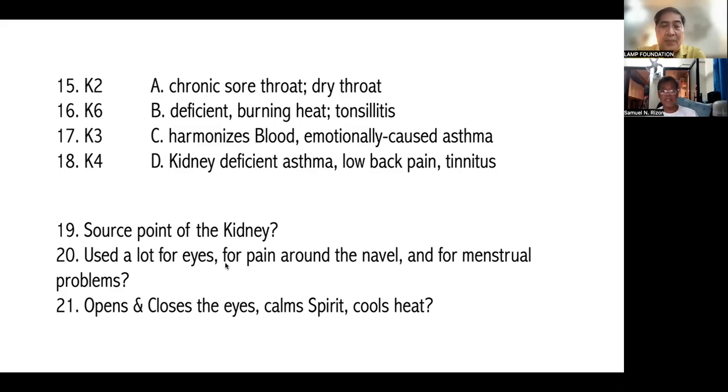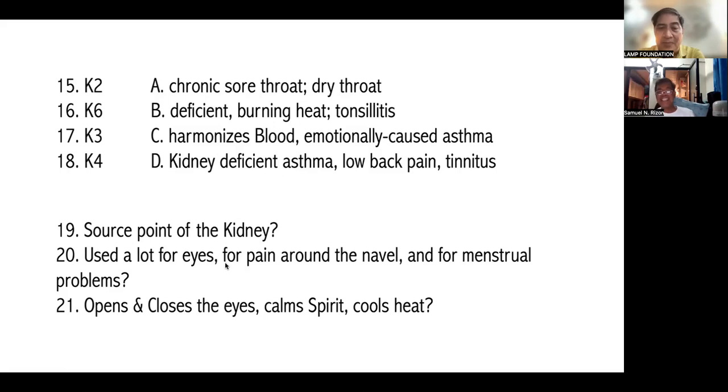So 19. Yung mga talagang sineseryoso, I hope you're following this, no? You are supposed to use yuan source with low connecting, di ba? Yung talagang sineseryoso. But it's up to you. Okay? Source point of the kidney. Ay, very easy. The source point of the kidney is kidney 3.